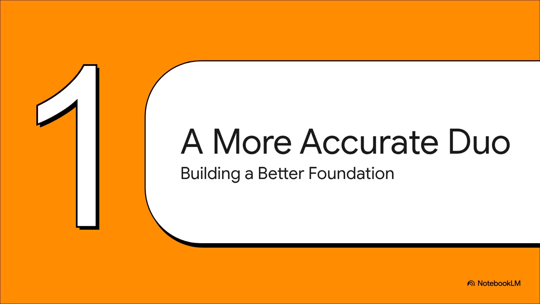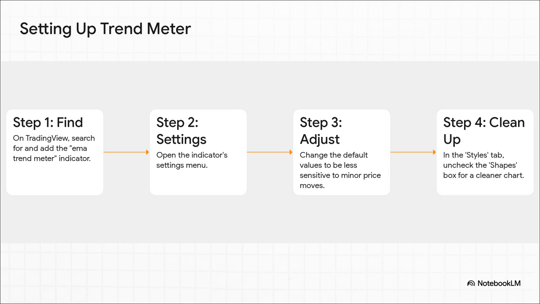Okay, so forget the hunt for a magic bullet. Let's do something way better. We're going to build a solid foundation from the ground up, and then we're going to add a really crucial second layer to it. So the first piece of our puzzle is this thing called the EMA trend meter. You can find it right on TradingView. Now, the most important part here is to immediately jump into the settings. We need to tweak it so it stops freaking out over every tiny little price jump, giving us a much cleaner read on the real trend.